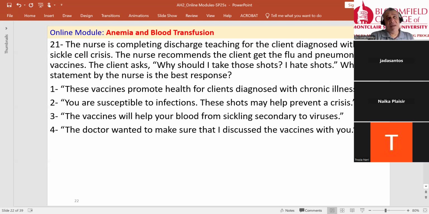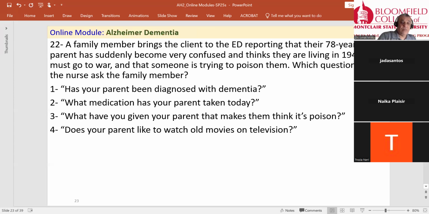And usually the vaccines have nothing to do with sickle cell in terms of preventing sickling of the blood cells. Number 4 said the doctor wanted to make sure that I discuss the vaccine with you. Teaching the client is an independent nursing intervention, so the nurse doesn't need to rely on the HCP or provider to designate what should be taught. We can do that independently.